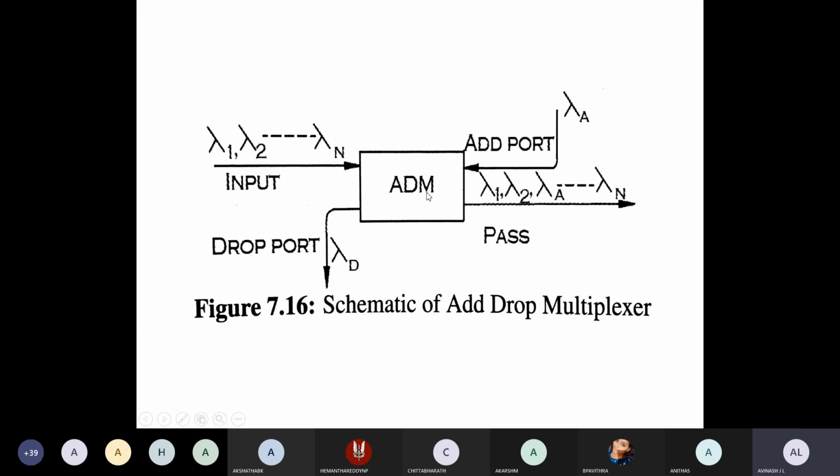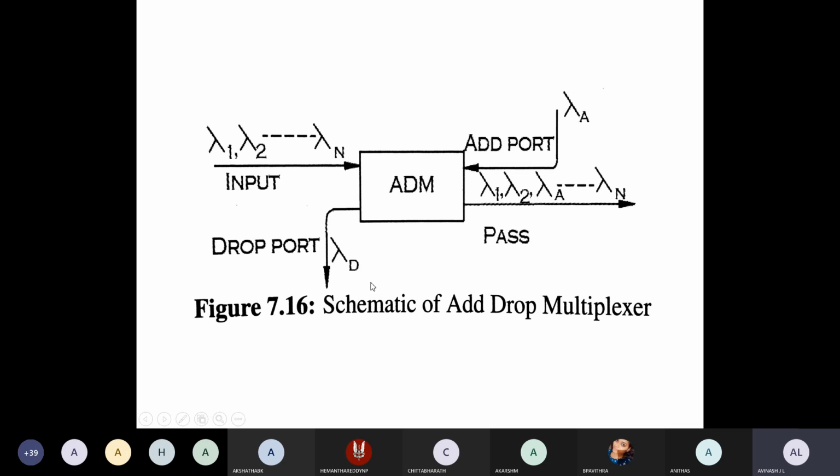Schematic means only one direction, one signal direct representation we have made here. In the input port, lambda 1, lambda 2, up to lambda n is coming. In the output port, lambda 1, lambda 2, and here lambda 3 we need to remove. So what exactly we are doing is going to the add port. In that port, lambda a has been imposed. We have taken lambda a and added it, and lambda 3 will be dropped out. Instead of lambda 3 they have taken lambda d here.